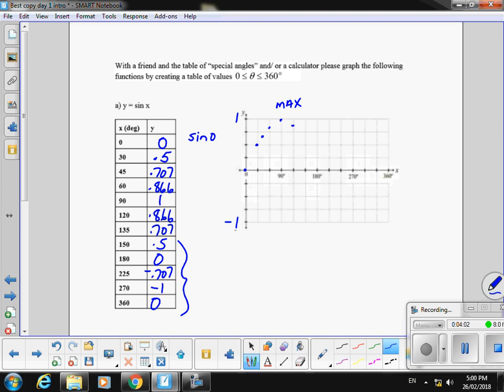0.866, decimal 0.707, 0.5. Oops, I missed one, didn't I? 0.5 is here.